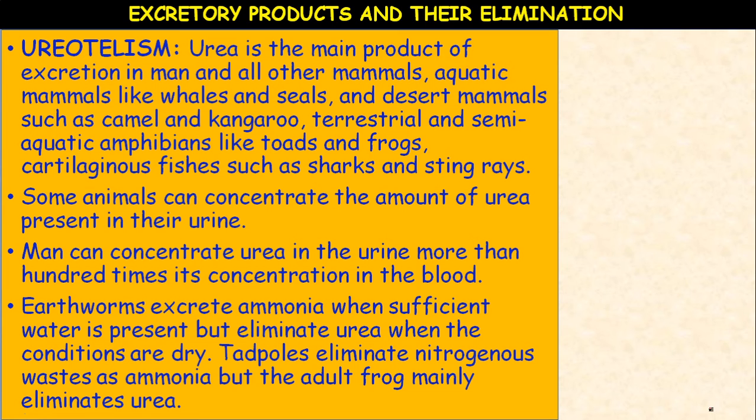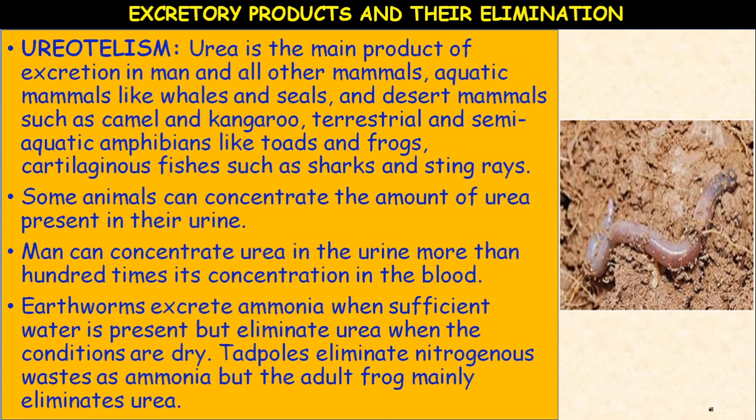They excrete urea. The tadpoles, the larvae of frog, eliminate nitrogenous waste as ammonia. But when they become adult, the frogs mainly eliminate urea. Okay, here the earthworm is ammonotelic in wet conditions and ureotelic in dry conditions.